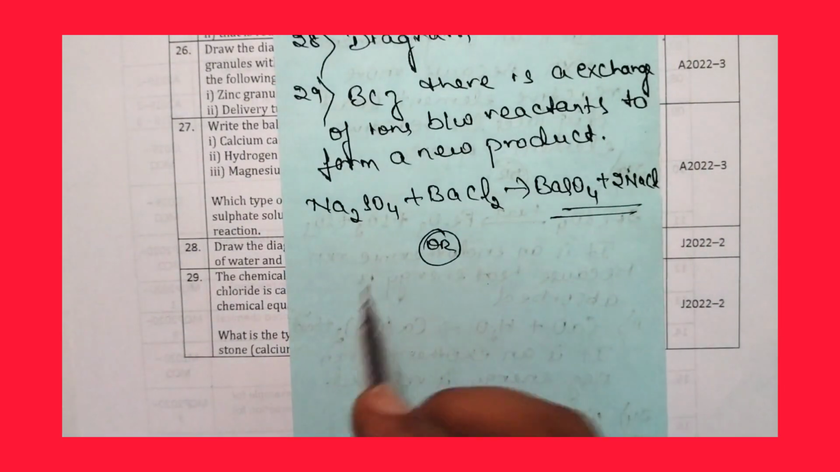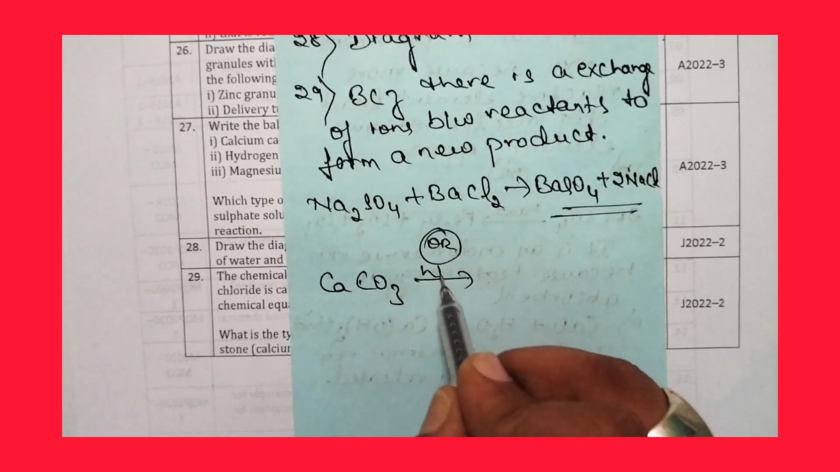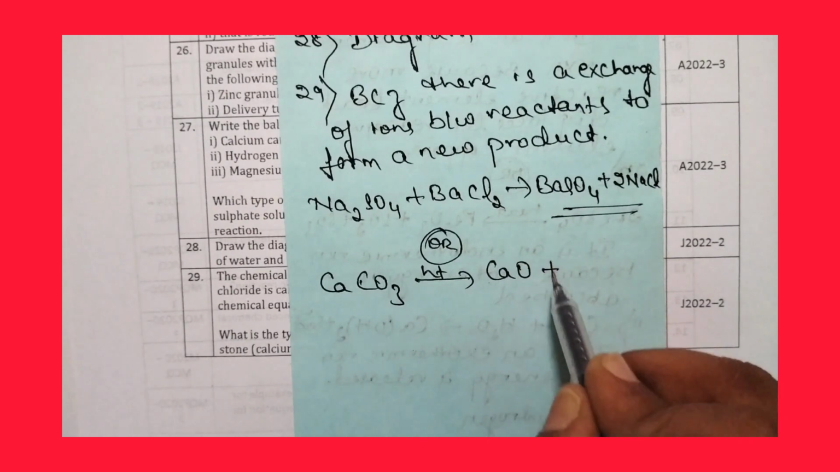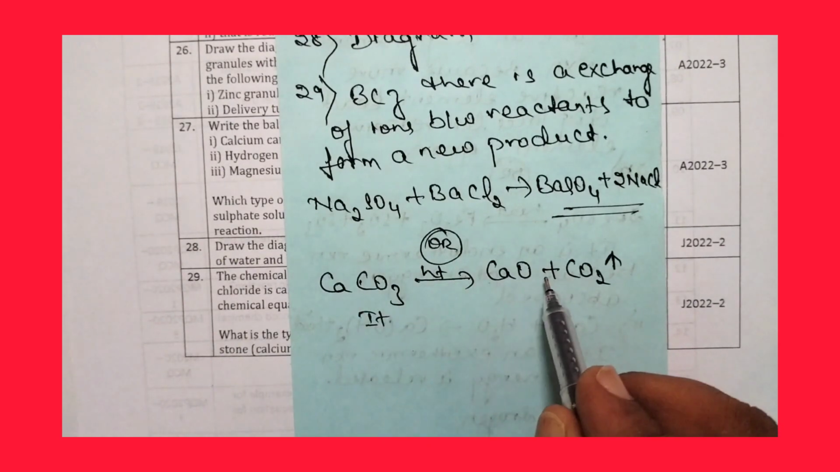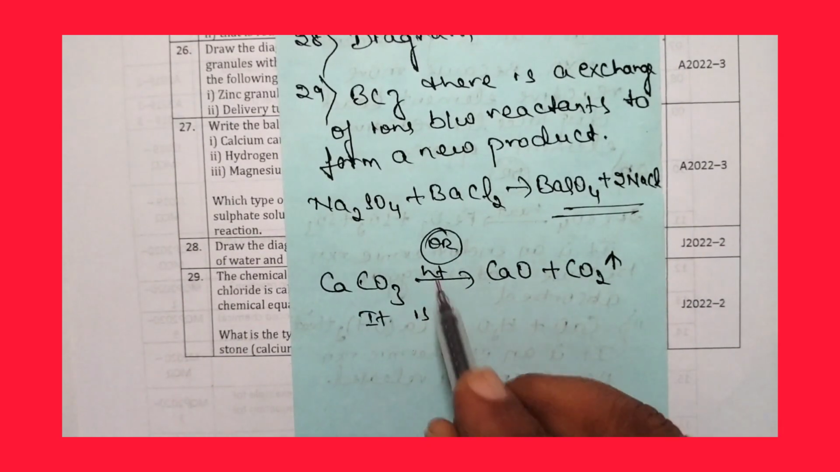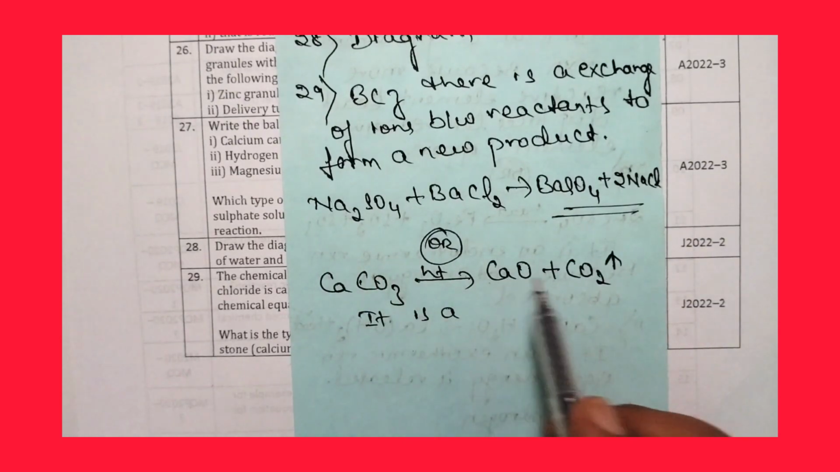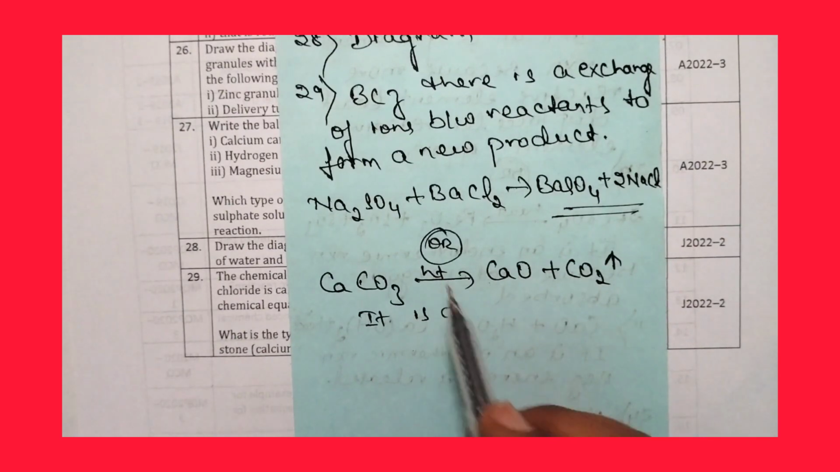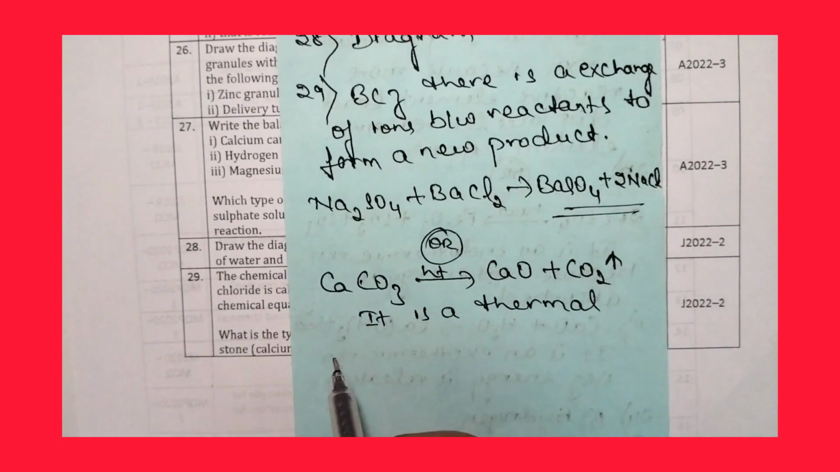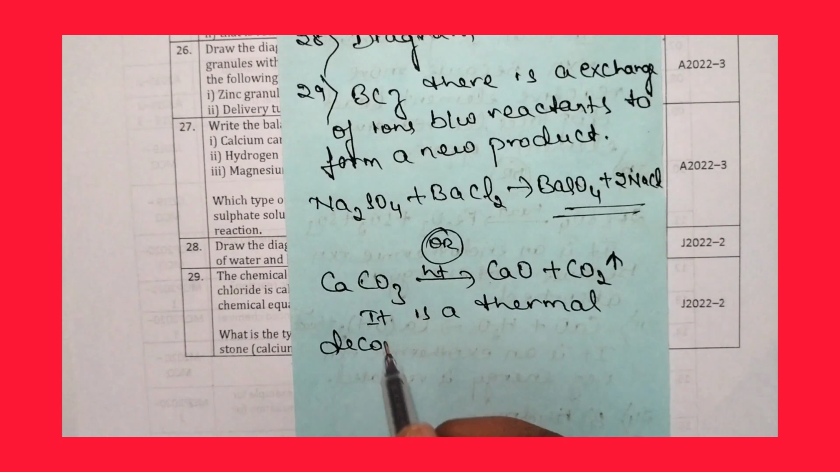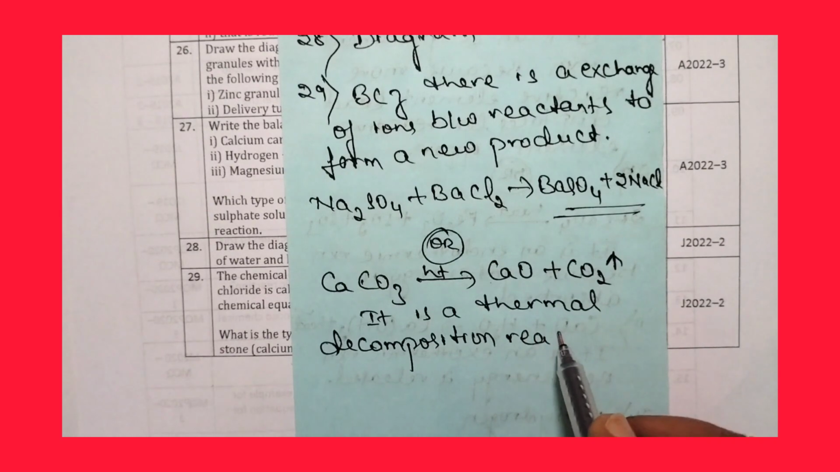Now calcium carbonate, CaCO3, when it is heated, forms calcium oxide and liberates carbon dioxide. Here I have written the balanced chemical equation. Since calcium carbonate is heated, a single reactant decomposes to form two or more products by using heat as a source of energy. It is a thermal decomposition reaction. So heating of calcium carbonate is what type of reaction? It is a thermal decomposition reaction.